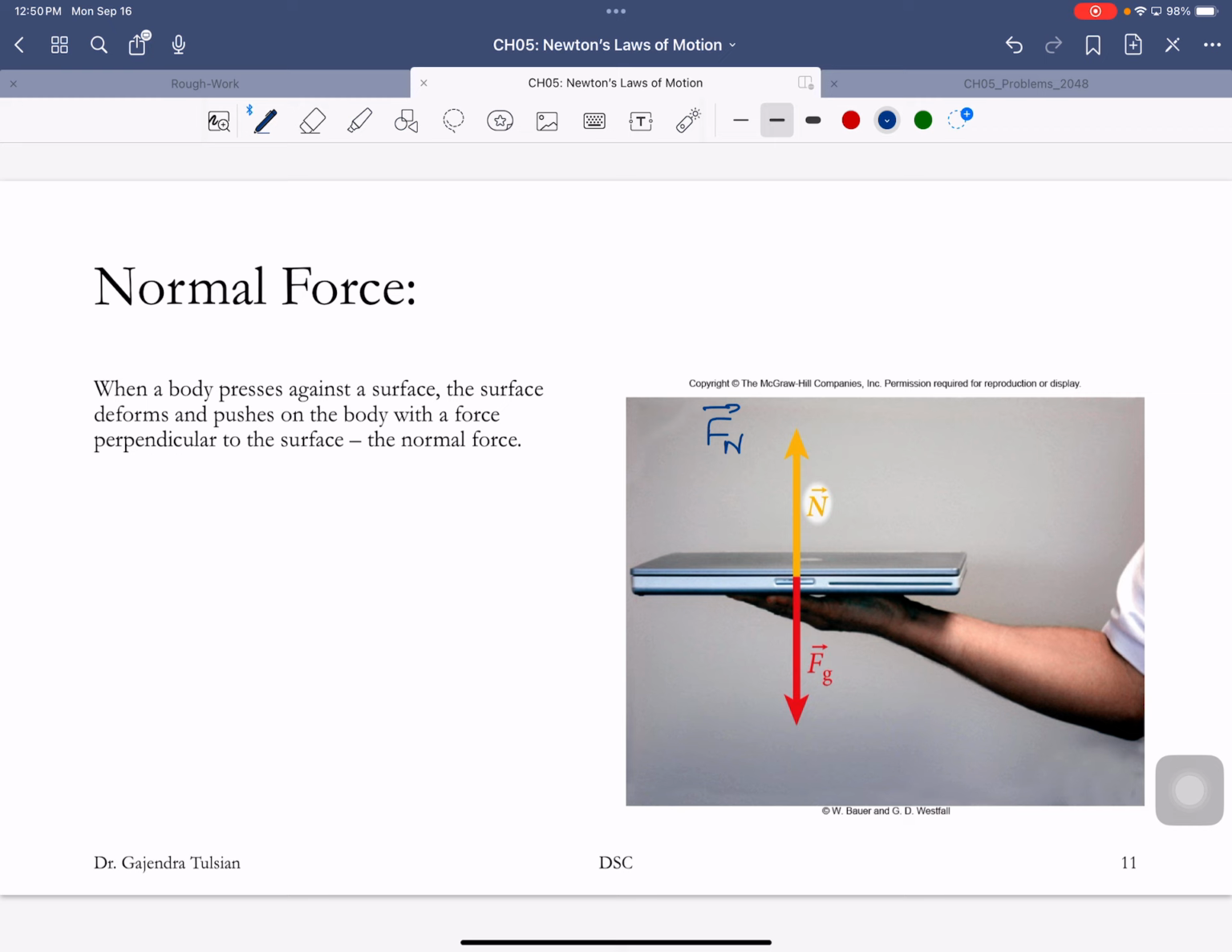All right. So here's the force of gravity. Let's say I press down with an additional force there. What happens to the normal force? If the object doesn't move, the normal force increases. So just remember that. So the normal force is balancing these downward forces.